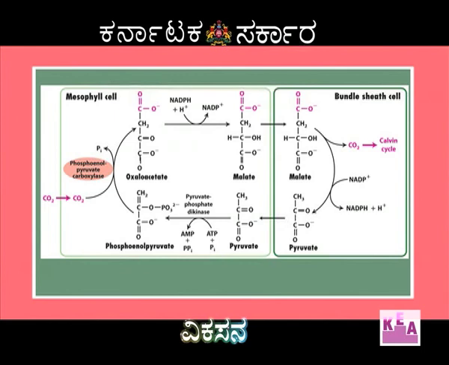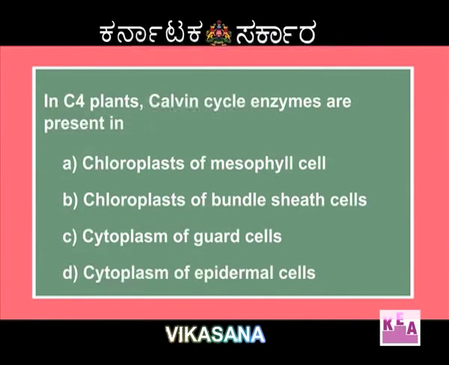So, where will be the enzyme for the Calvin cycle in C4 plants? The enzyme for the Calvin cycle will definitely be present in the bundle sheath cells, because in the bundle sheath cells, by the decarboxylation of malic acid, the carbon dioxide concentration gradually increases, and that triggers the Calvin cycle. So, definitely the enzymes for the Calvin cycle will be located in the bundle sheath cells. So, which option will be correct here? Option B, chloroplast of bundle sheath cells.